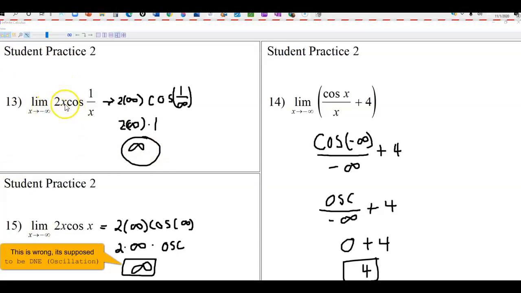For number 1, if you plug in infinity, you get 2 times infinity times cosine of 1 over infinity. And we've done this a few times now. Cosine of 1 over infinity is just going to be 1. And if you do 2 times infinity times 1, you just get infinity.